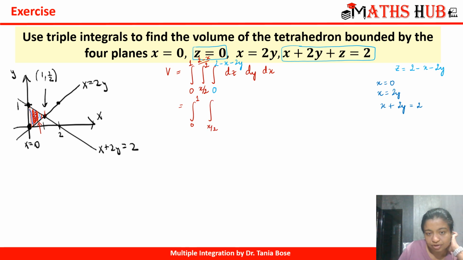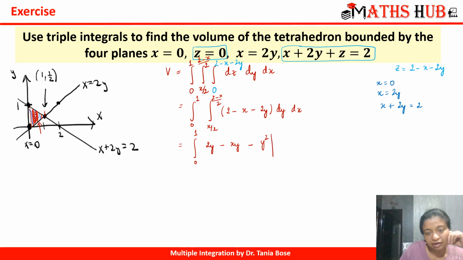integration x by 2 to 2 minus x by 2, and we will get the inner integral as z, and when we put the limits of z, we will get simply 2 minus x minus 2y minus 0, and then we will be left with the integral dy dx. So now this is 0 to 1 integration with respect to y. So we will have 2y minus x into y minus 2y square by 2. So 2 cancels and we will get y square. The lower limit is x by 2. The upper limit is 2 minus x by 2, dx.